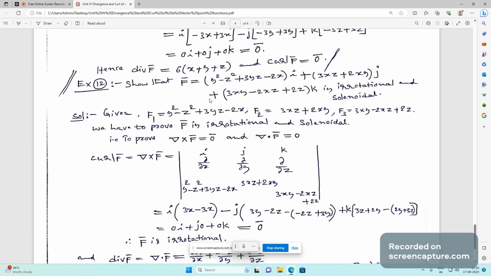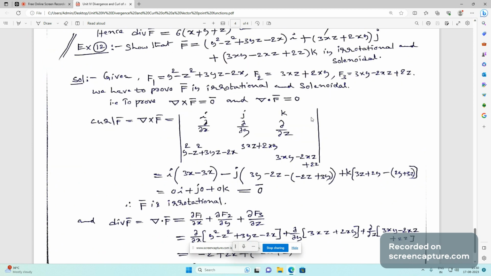Show that A bar is irrotational and solenoidal. So to show the vector is irrotational, just calculate curl A bar. If curl A bar is 0 bar, then A bar is irrotational. Just calculating simply del cross A bar equals curl A bar equals 3 by 3 determinant i, j, k, dou by dou x, dou by dou y, dou by dou z, third row f1, f2, f3, and then expanding. So we will get 0 bar. So therefore A bar is irrotational.